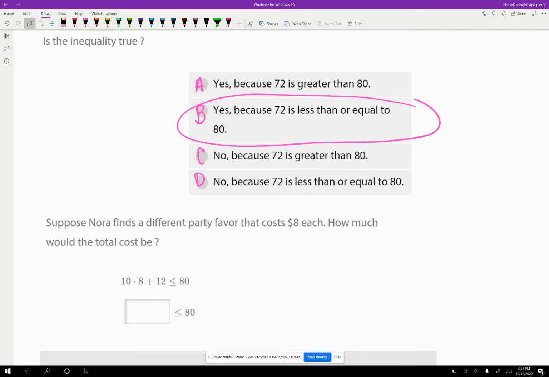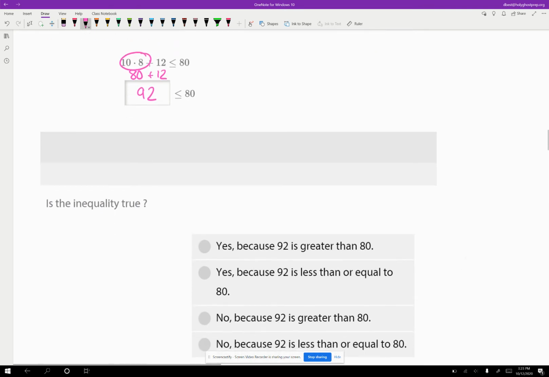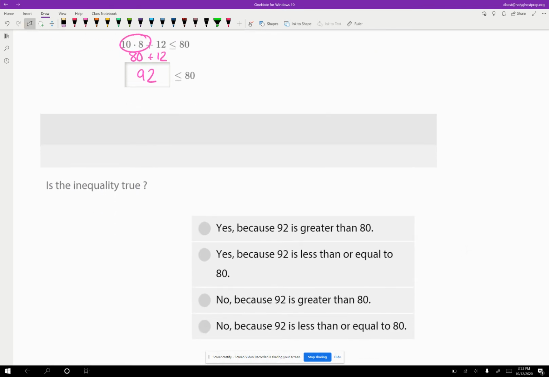So now she's shopping around. Nora finds a different party favor that's $8 each. And if she bought these, what would her new total be? So again, replace C with the cost of the favor. So 10 times 8 would be 80 plus 12. So we have $92 for our party. Does this work? And we should say no because 92 is greater than 80.